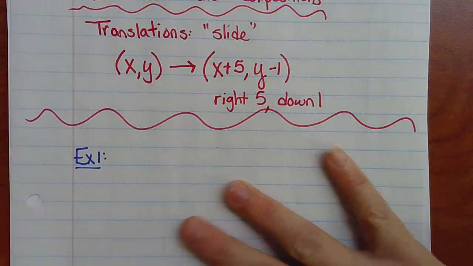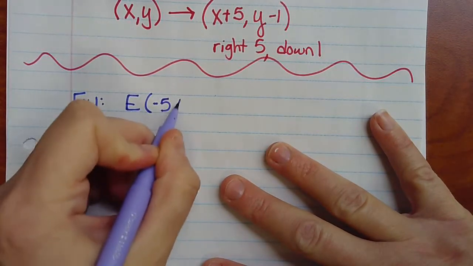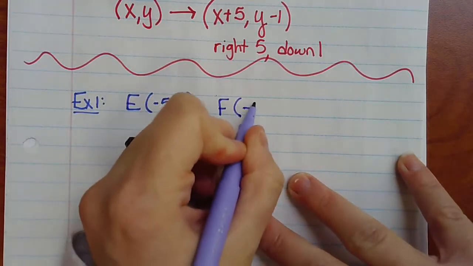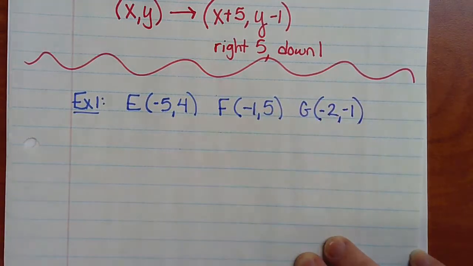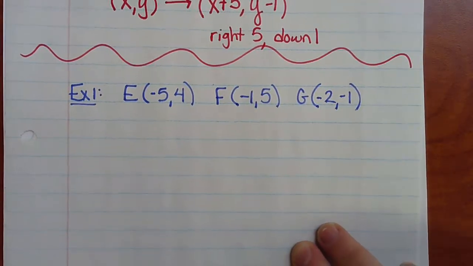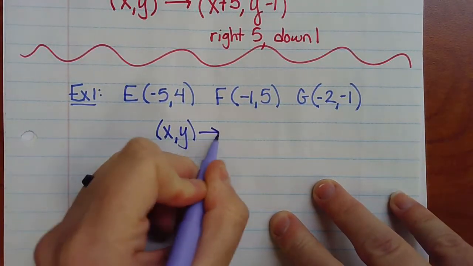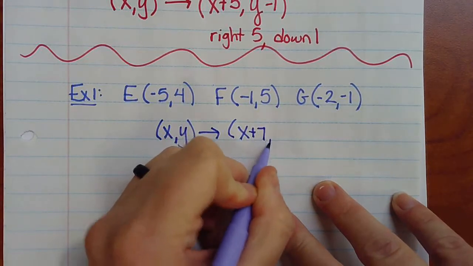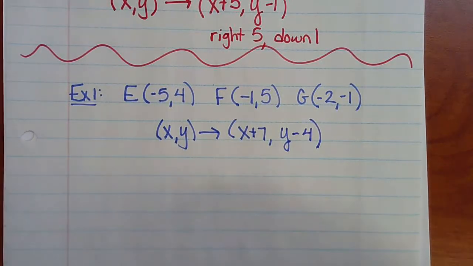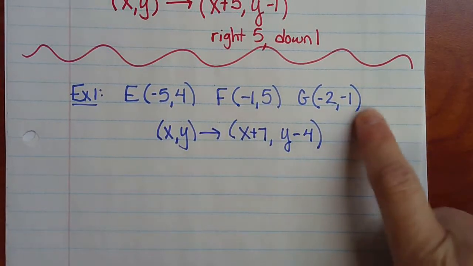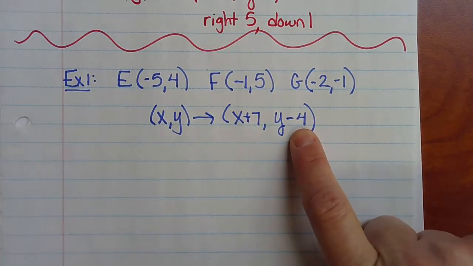Example 1. If I have points E at negative 5, 4, F at negative 1, 5, and G at negative 2, negative 1, that's what I'm starting with. Those are my original points. I want to apply a translation of X plus 7, Y minus 4. So what that means is I'm going to take each of these points, add 7 to each of the X values, and subtract 4 from each of the Y values.